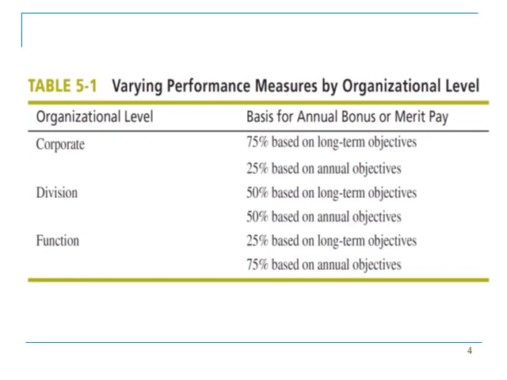For the people who are working at the corporate level, 75% of the annual bonus is based on the long-term objective and 25% is based on the annual objective. But for the people working at the division level, 50% of the annual bonus is based on the long-term objective and 50% on the annual objective, and so on. Managers working at the functional level have 25% of the annual bonus based on the long-term objective and 75% based on the annual objectives.